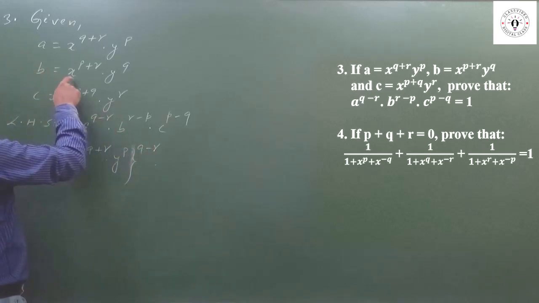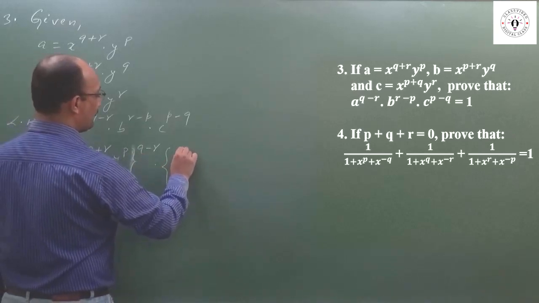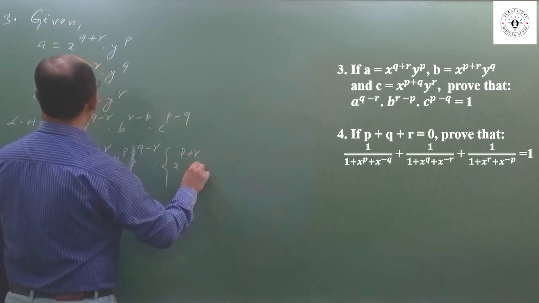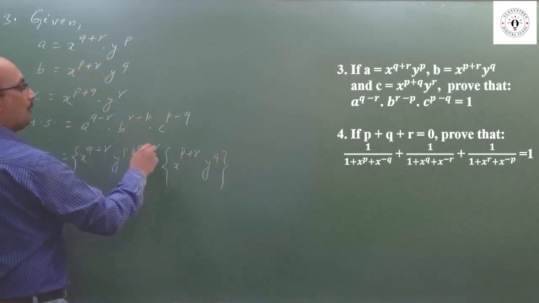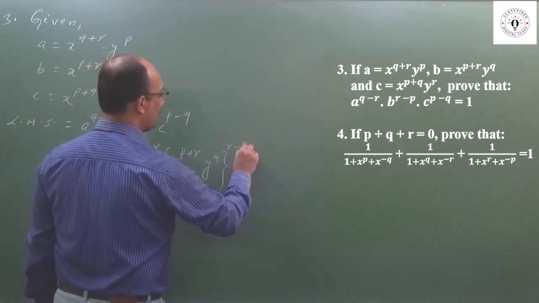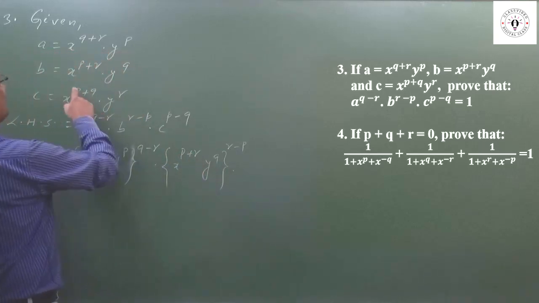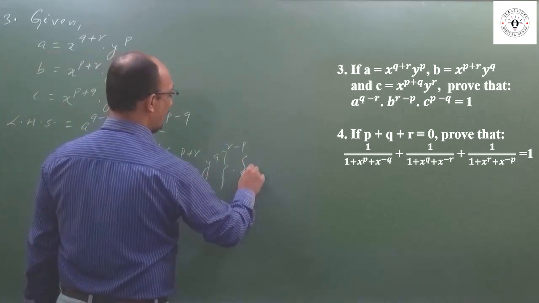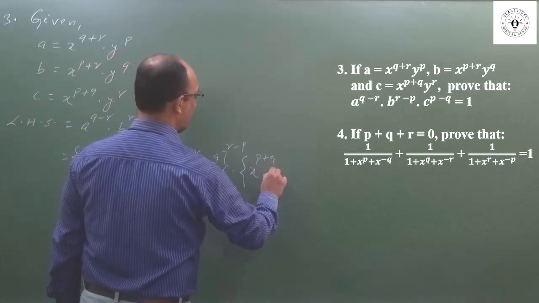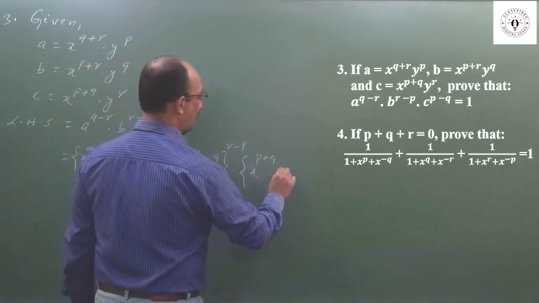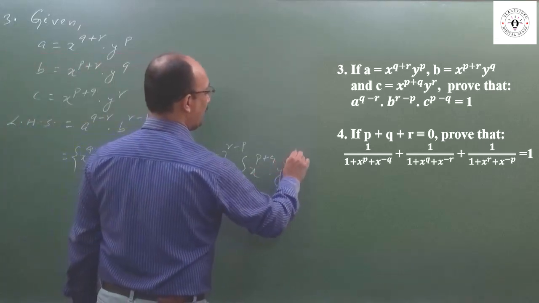Similarly, put the value of b. b means x to the power p plus r into y to the power q, and this whole to the power r minus p. Similarly, c equals, what can we write? x to the power p plus q into y to the power r, and this whole to the power p minus q.